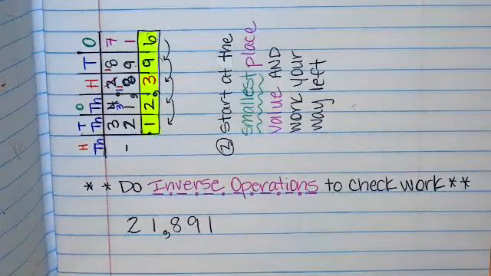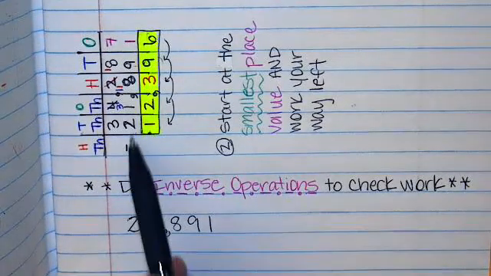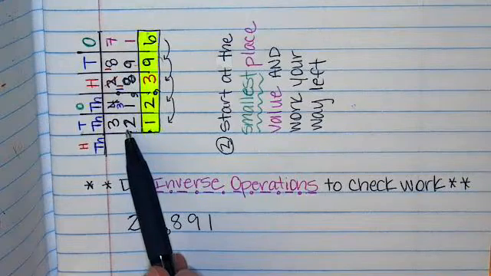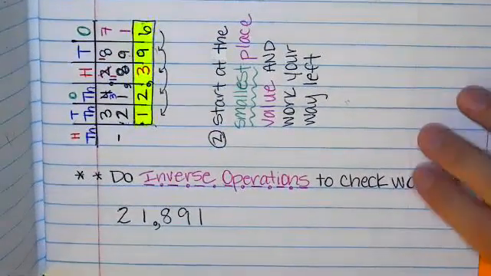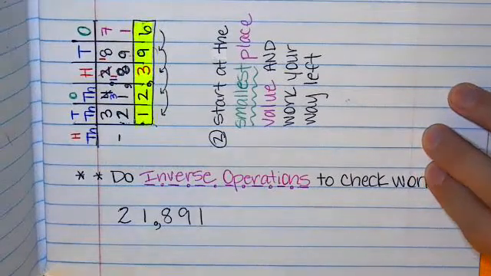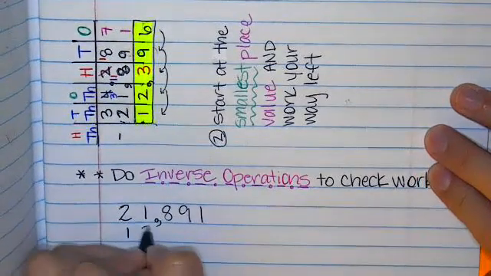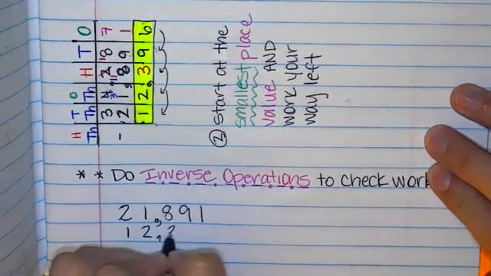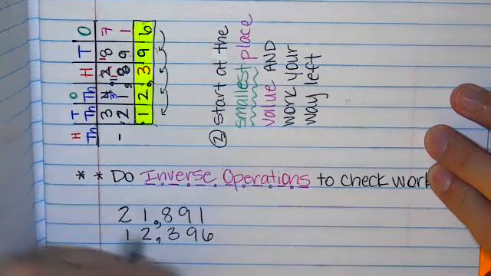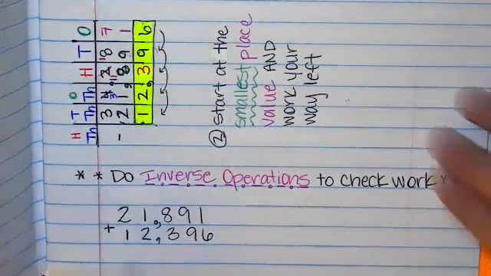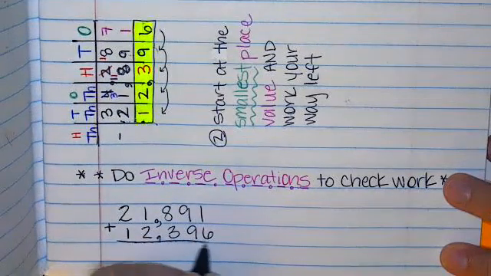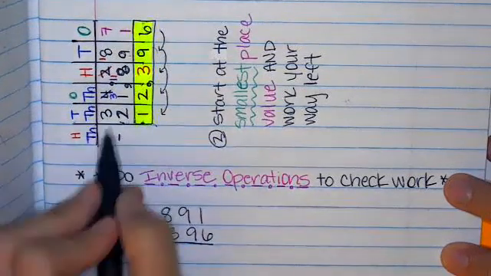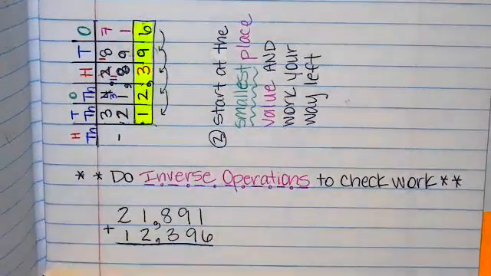Okay, so we're taking the number that we are subtracting from, and we're going to add it to the answer that we got in our subtraction problem, which is 12,396. And we're going to add them because that is the opposite, the inverse. And what we should end up getting is this answer up here. If we don't, there's an uh-oh, and we need to go back and fix it.